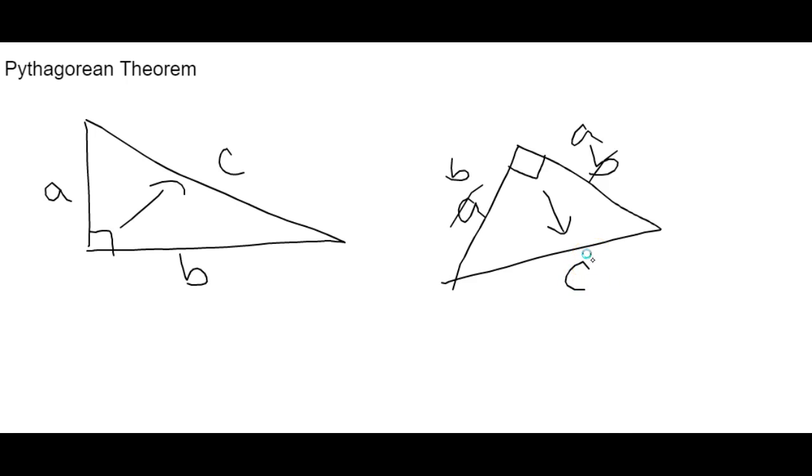So the formula for the Pythagorean theorem is a squared plus b squared equals c squared. If you know two of the sides, maybe they give you a and b, or they could give you a and c, we can use this formula to find the third side. So sometimes they don't even give us a triangle at all. They just tell you the two sides.